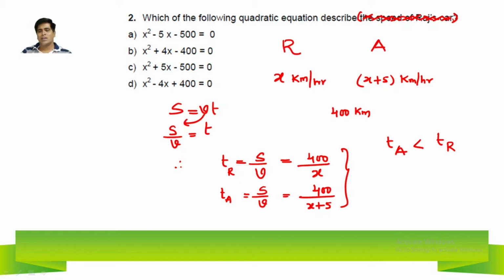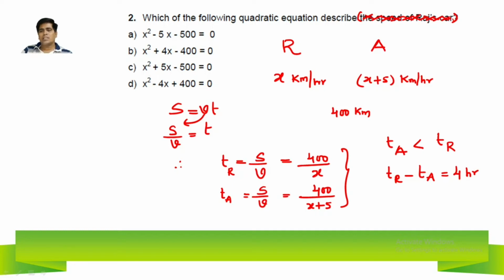Definitely it is. So he has given their difference. The difference is how much? 4 hours. So TR minus TA we are doing, and that is nothing but 4 hours. Clearly he has given that the time difference is 4 hours.